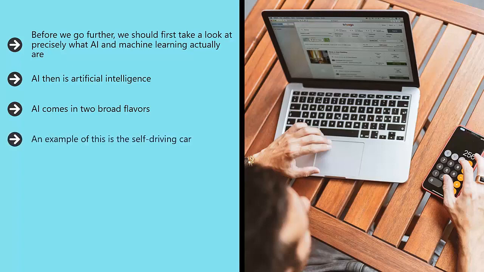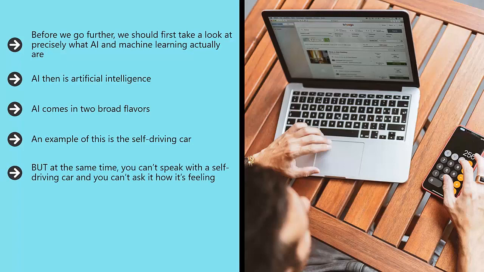An example of this is the self-driving car. This form of AI is capable of knowing the positions of countless cars on the road and being able to respond by steering, accelerating, braking, etc. If you were to watch a self-driving car from the outside, you might think a human were driving. In that way, it does a job that would normally be considered a human role. But at the same time, you can't speak with a self-driving car and you can't ask it how it's feeling. A self-driving car would certainly not pass the Turing test.